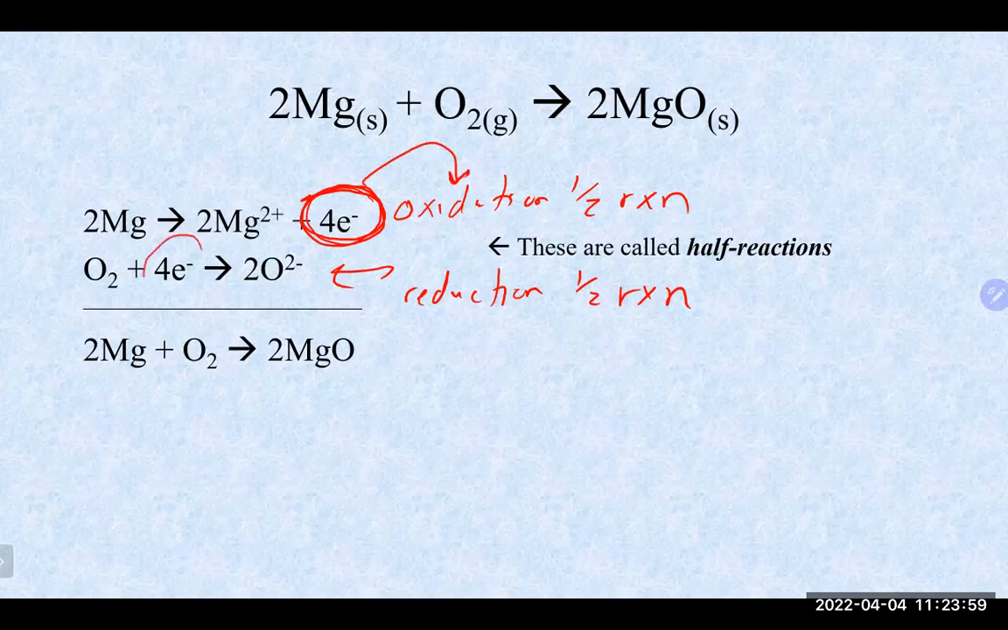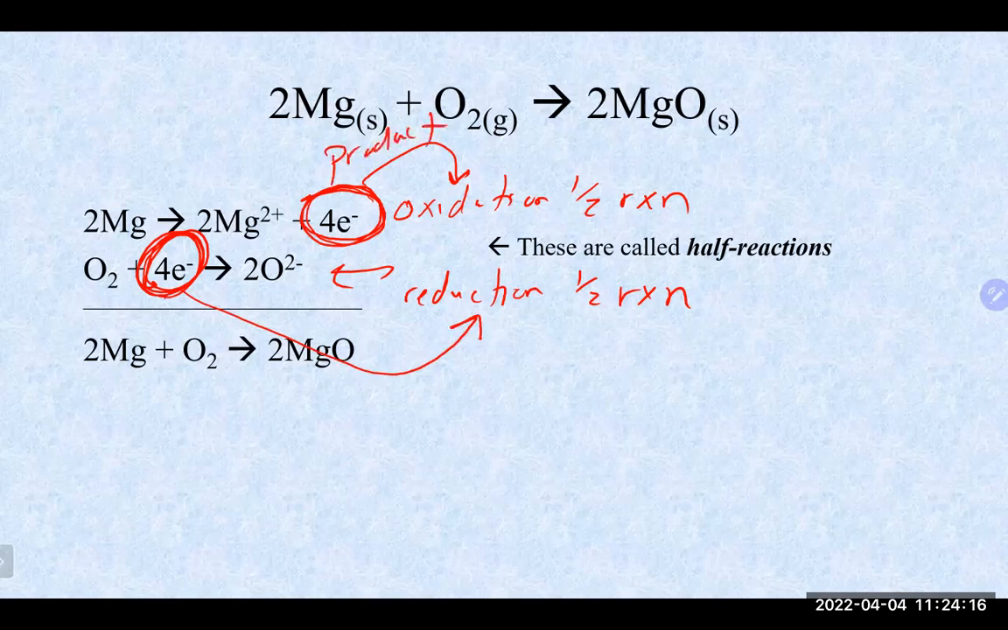If you see the electrons on the reactant side, that means those electrons are being gained, like what happens when something goes through reduction. So that is always a signal that it is a reduction reaction. So product side for your electrons, oxidation. Reactant side for your electrons, reduction half reaction.